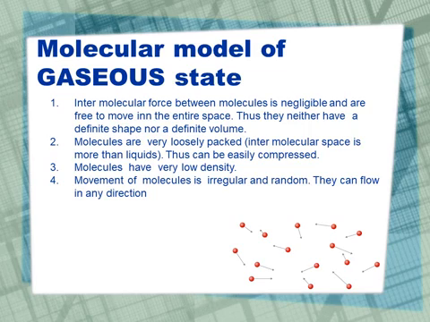Now, the molecular model of the gaseous state. Here also, depending on those three properties, the properties of gases will change. First is intermolecular force. Now, how was the intermolecular force between molecules of gas? It was negligible or very weak. So, because the intermolecular force is very weak, the molecules of gas are free to move in the entire space. Because of this, they neither have a definite shape nor a definite volume.